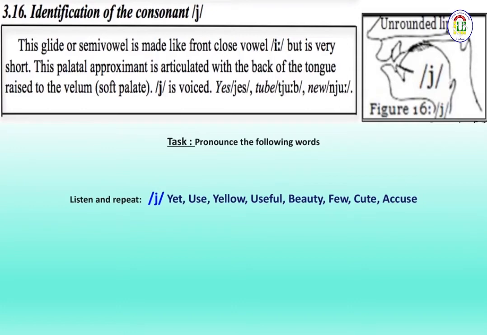Identification of the consonant Y. This glide or semivowel is made like the front close vowel E, but it is pronounced very rapidly. It is very short. This palatal approximant is articulated with the back of the tongue raised to the velum or soft palate. Y is voiced, like in yes, tube, you.